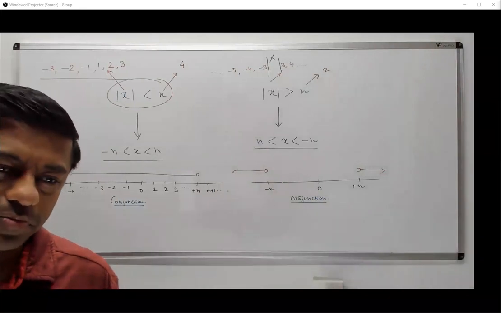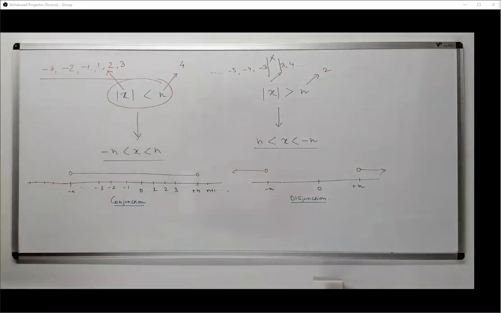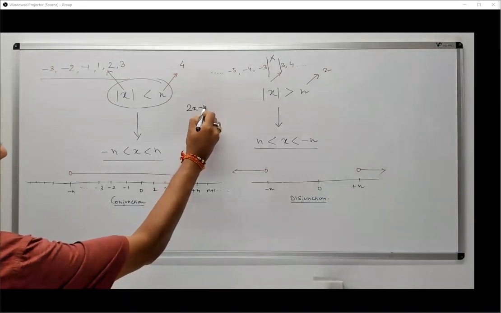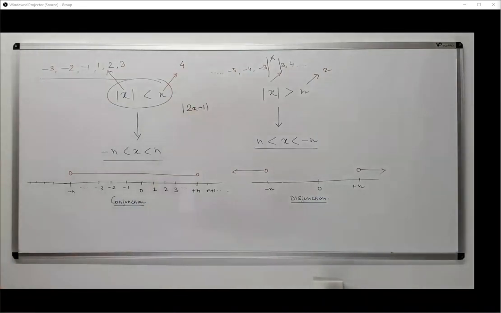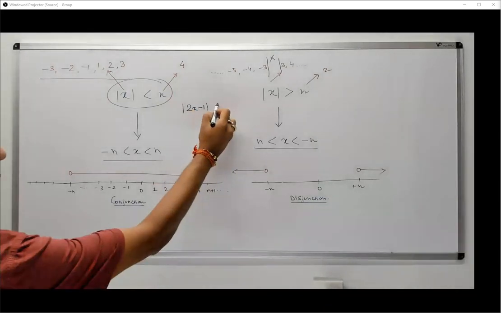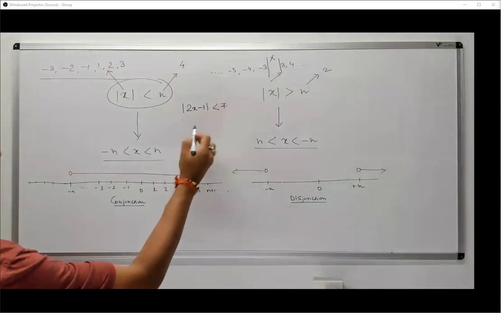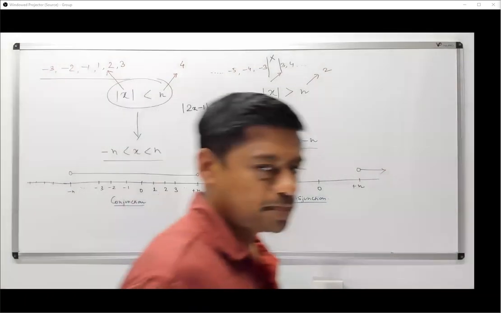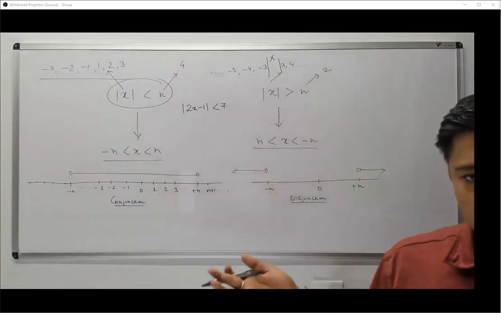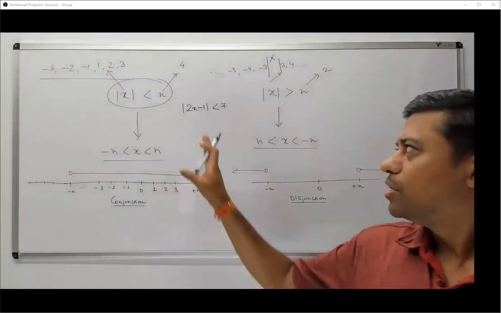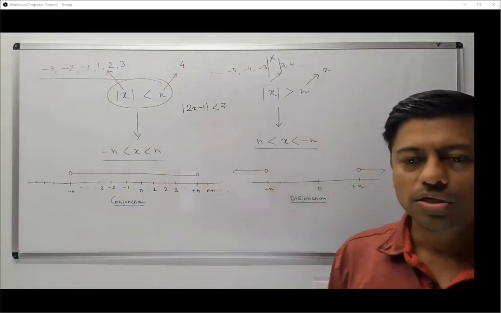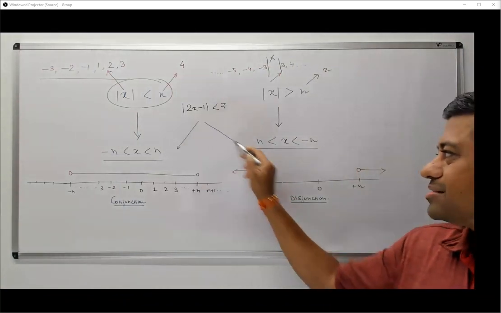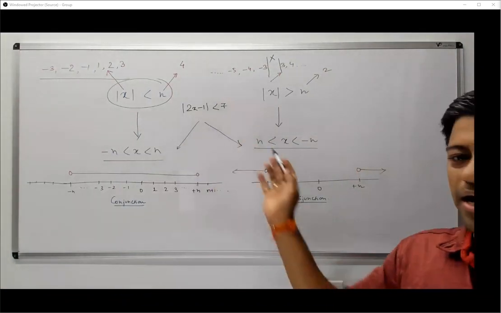Now, there could be a very easy type of question that may come up for these kinds of problems. For example, just a very simple example: the absolute value of 2x minus 1 is less than 7. I want to find out all the x. First of all, looking at this, you have to determine whether this is going this route or this route? Left one or right one?